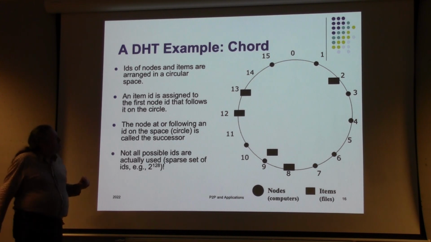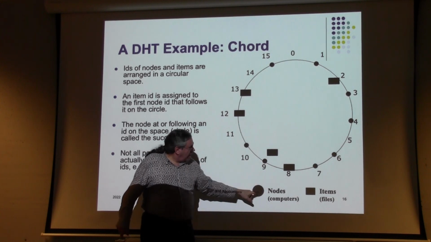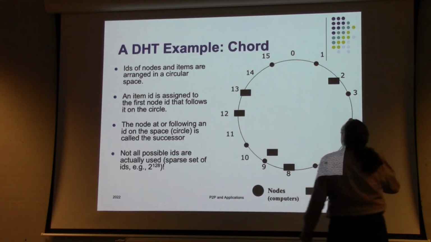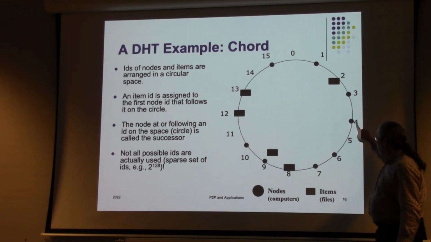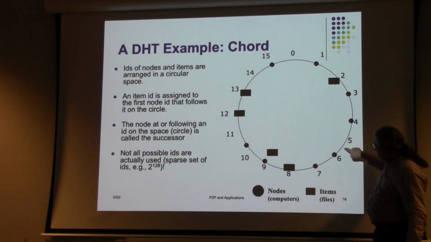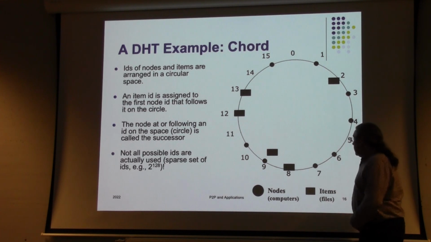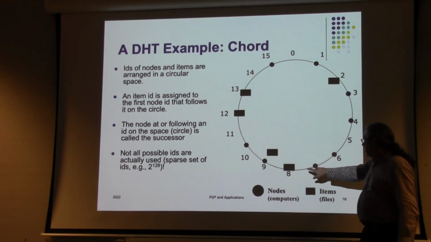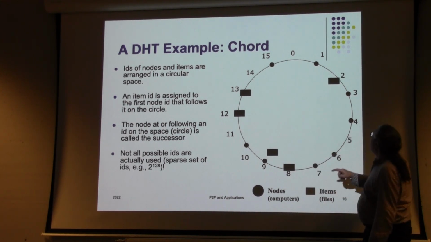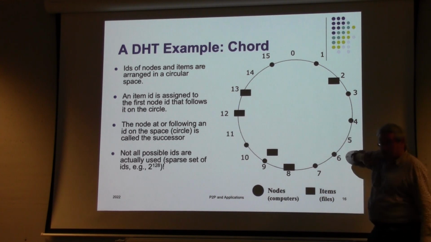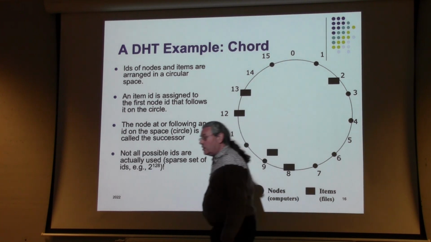And here you have both the computers, which are circles, and the items, which are squares. So for example, this computer has ID 3. This computer has ID 4. And there's no computer with ID 5. There's no computer with ID 11. There is a computer with ID 6, 7, none with ID 8. There's one with ID 9. And then you also have the files. There's a file with ID 2, file with ID 8, file with 9, 12, and 13.